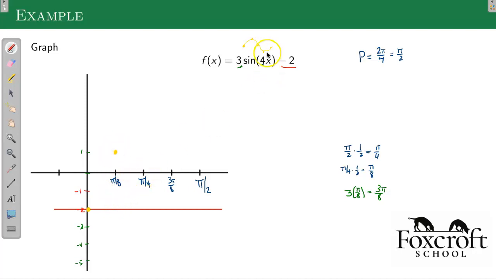The next tick mark lines up with, I'm back on the midline. The next tick mark lines up with the lowest value. Final tick mark with the last value. All right, then I just connect it with a wave. So that's the whole process: x-axis, midline, y-axis, wave.